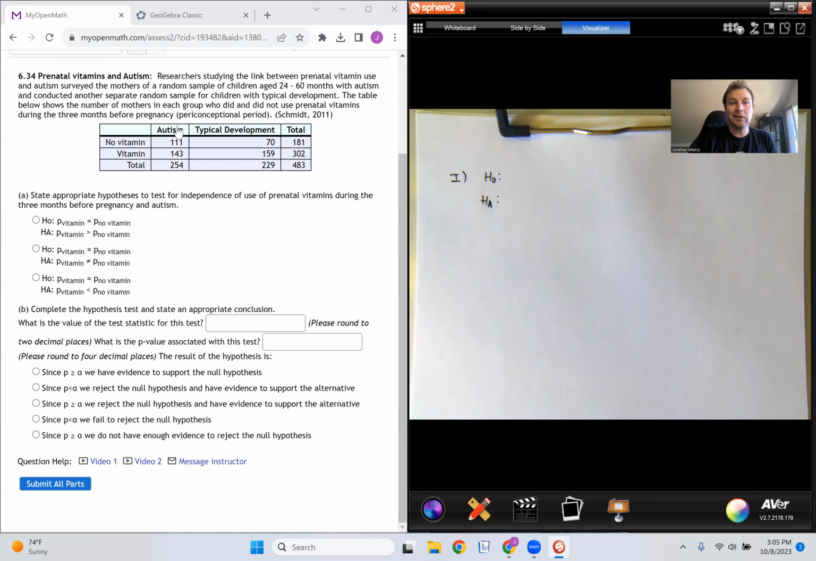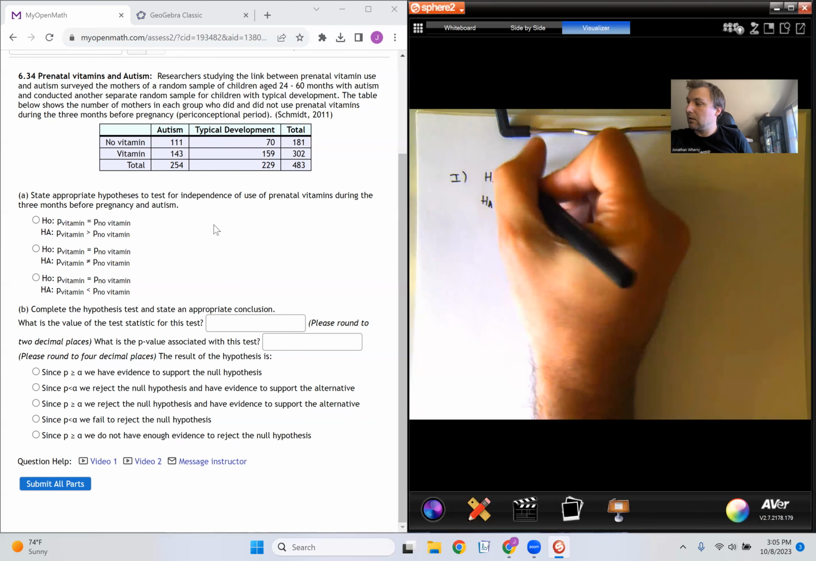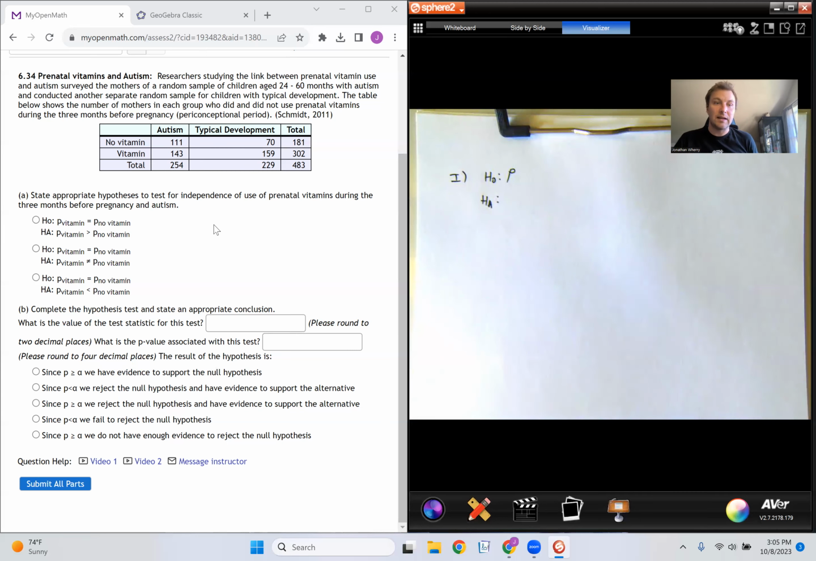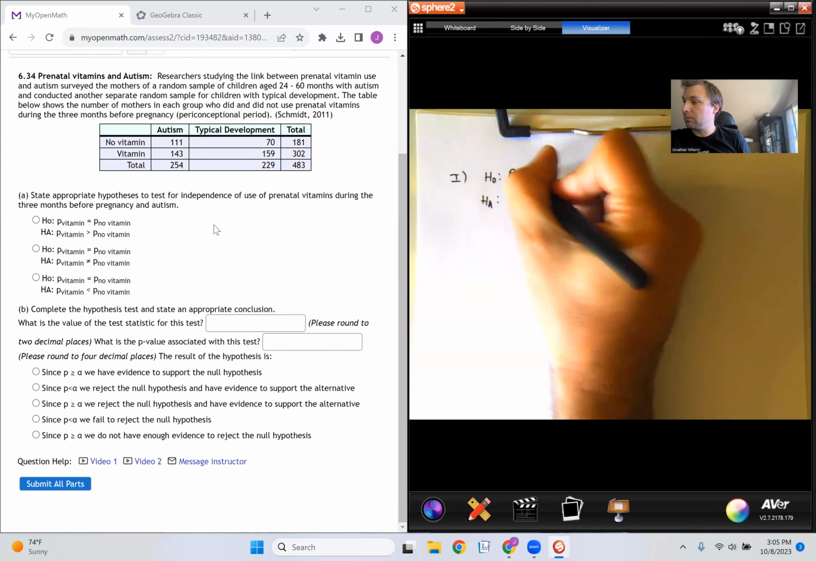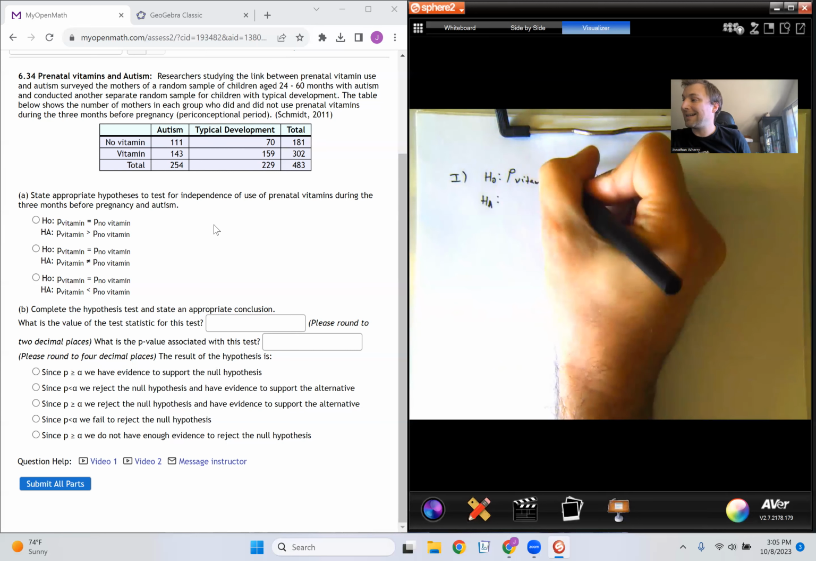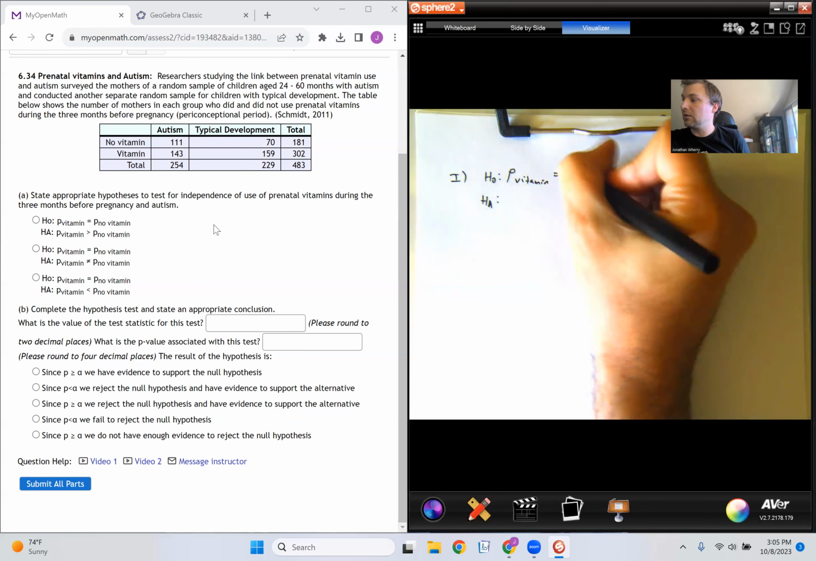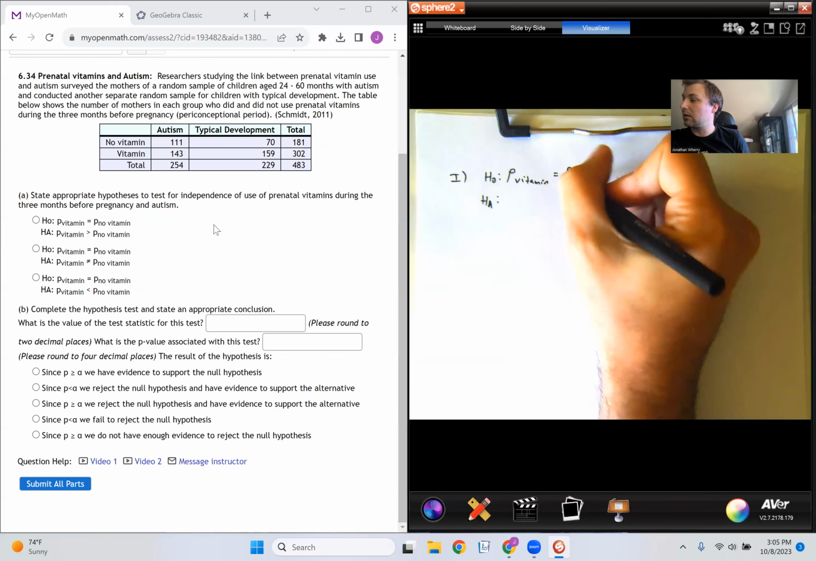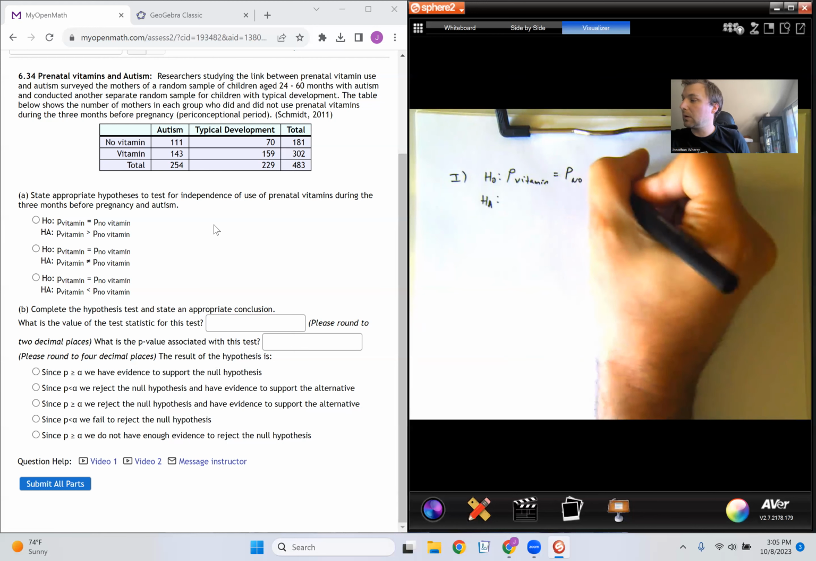Now, since it's actually looking at 2 separate samples, and I'm wondering if the distribution for the 2 groups is the same, I might actually call this homogeneity instead of independence, but name doesn't matter too much. The math will look the same either way. And what I'm really wondering is, are the percentages of individuals that have autism for the vitamin group the same as the percentage of individuals that get autism for the no vitamin group?